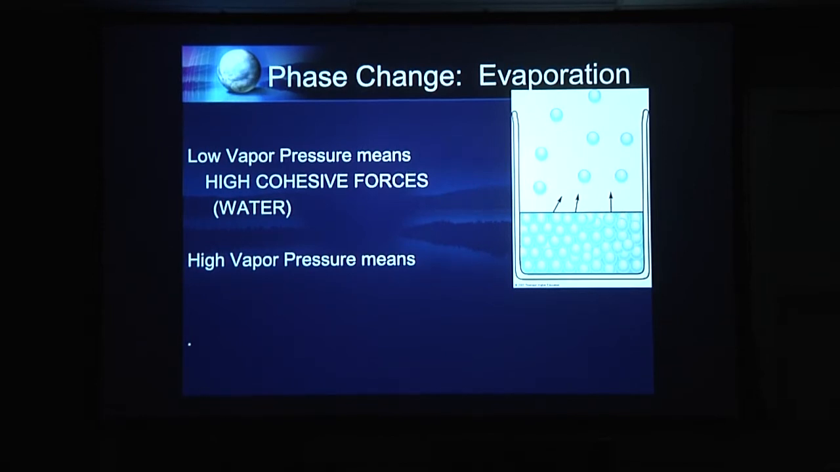And this is what I just said. Now you have it written down. High cohesive forces means a low vapor pressure. And a high vapor pressure is just the opposite.